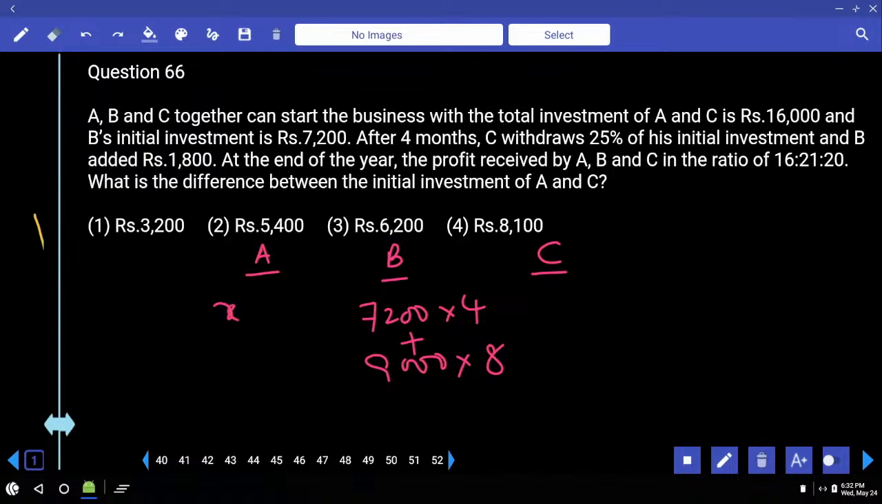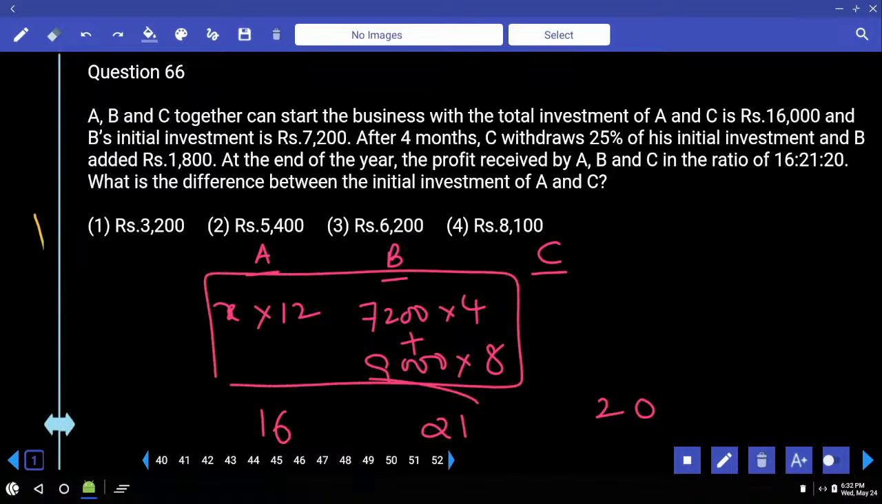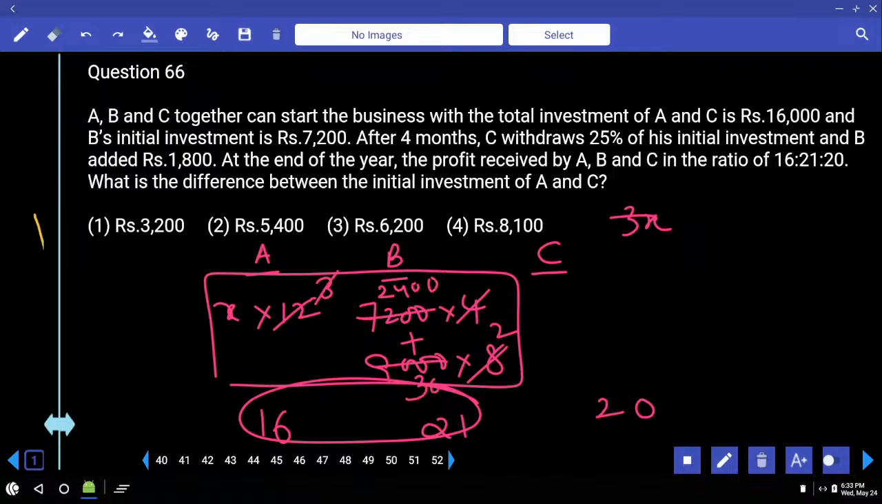Let us consider the investment of A is simply x, for 12 months. So here, what is the profit ratio? 16, 21, 20. So the ratio between these two is nothing but 16:21. So we can cancel 4, isn't it? 4 3 times, 4 2 times. So 3x by, we can cancel 3 also. 3 2400 times, 3 3000 times.